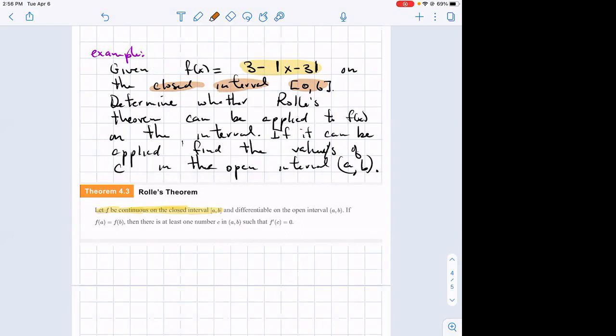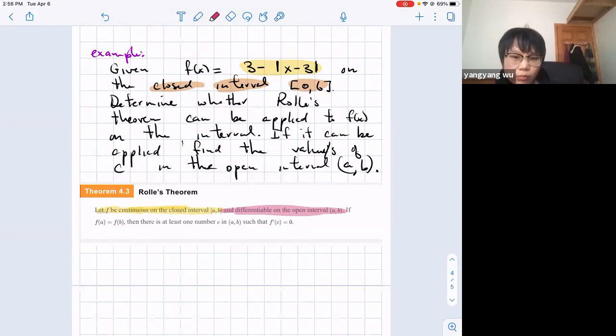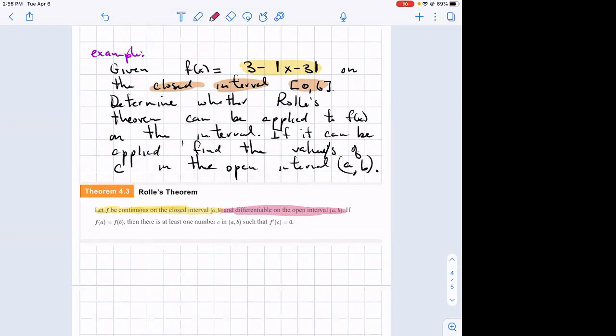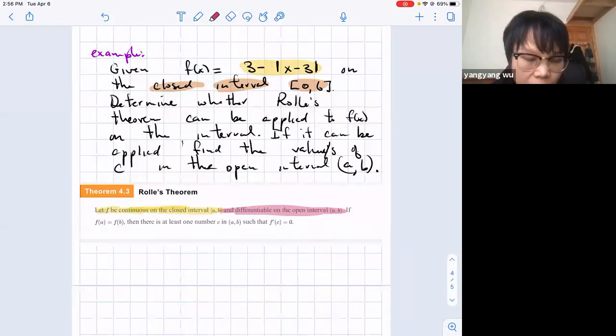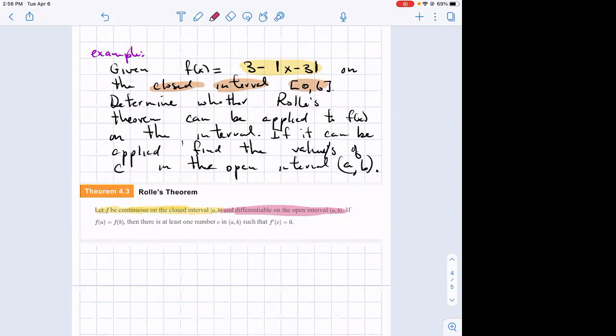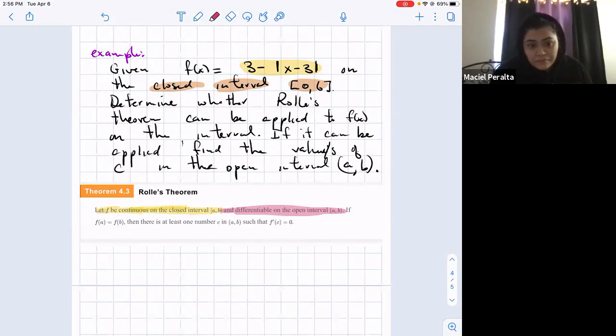Now, go to the next part of the definition: differentiable on AB. Is that satisfied? Yes or no? No. Is the absolute value function differentiable at every single point? Yes or no? No. So you could stop right there. You can write in words, right, Miss Maciel? What would you write, Miss Maciel?